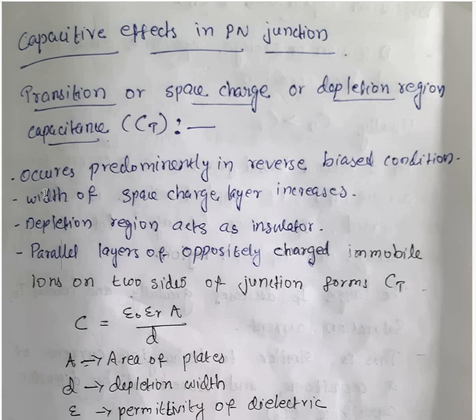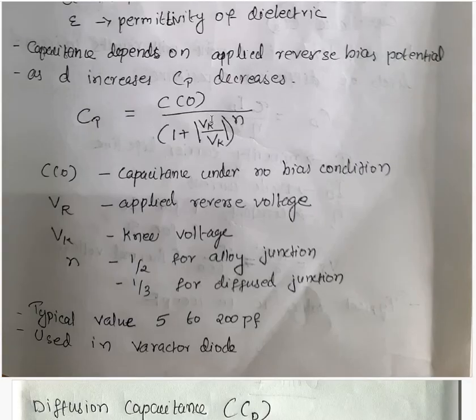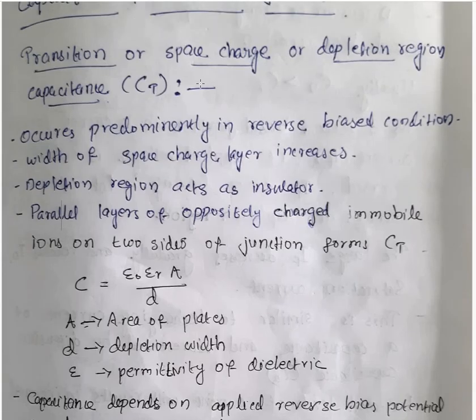The topic is about capacitive effects in PN junction diode. We have two types of capacitances, transition capacitance and diffusion capacitance. So transition capacitance happens in the reverse biased PN diode.